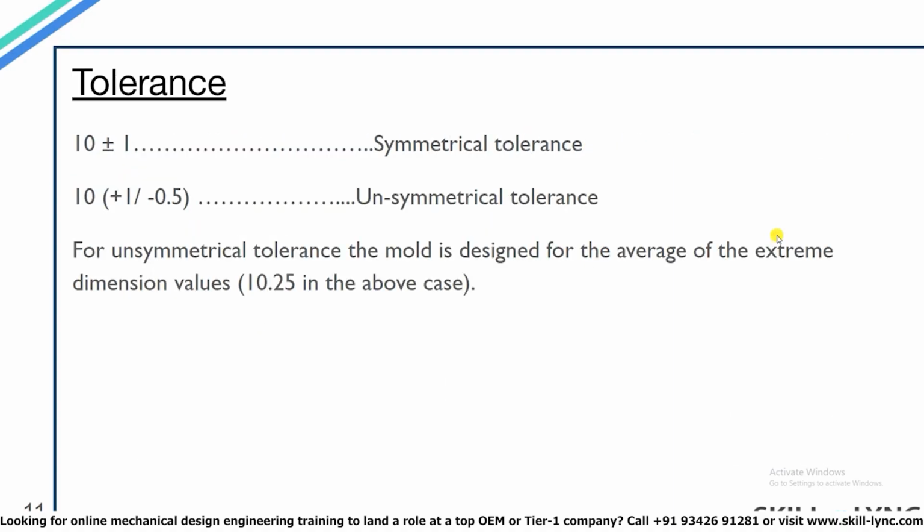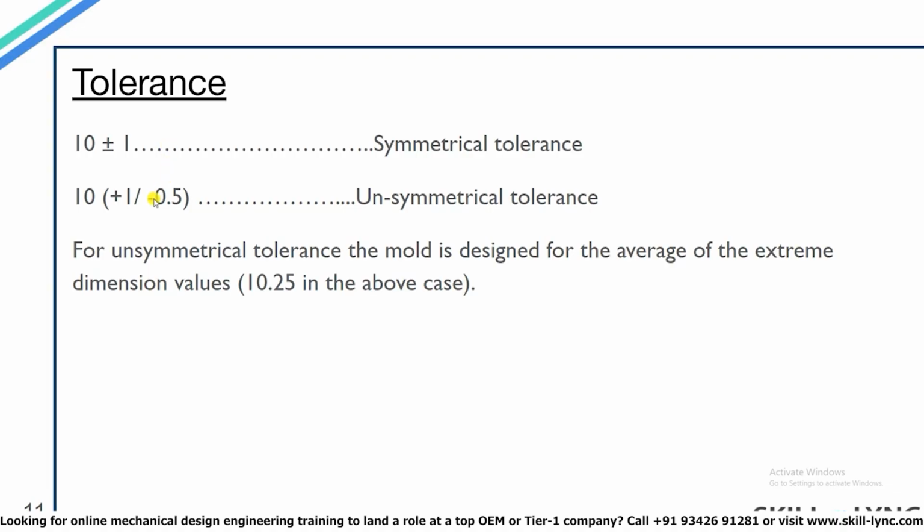When we have the same upper and lower limit for tolerance, for example 10 plus and minus 1, this means that the dimension of the component can be between 9 and 11, and we can see that both the numbers are equally spaced from 10. So this would be a case of symmetric tolerance.